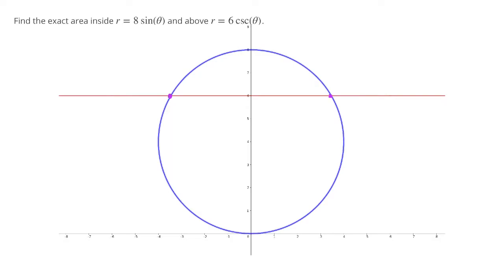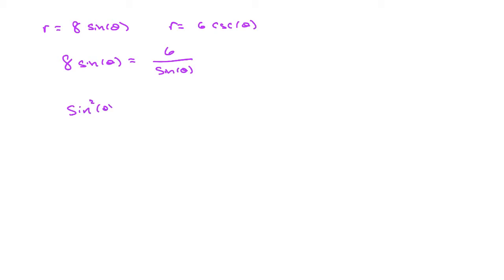And so we can find that algebraically, really just by equating the two radii. So if we have r is equal to 8 times the sine of theta, and r is equal to 6 times the cosecant of theta, then equating those two, we have 8 sine of theta is equal to 6 cosecant, which we can write as 1 over sine. And so this gives us an equation where sine squared of theta is equal to 6 over 8, or 3 over 4. So taking the square root of both sides, we have solutions plus or minus root 3 over 2.